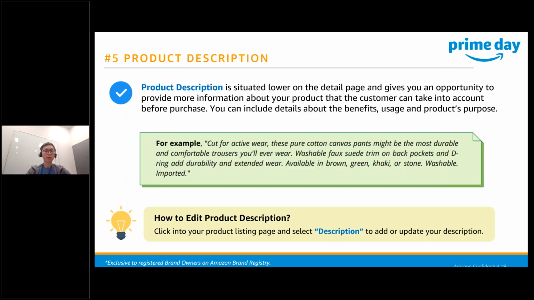So number 5 is about product description. The product description is situated lower on the detail page. It actually gives you an opportunity to provide more information about your product that the customer can take into consideration before they purchase your product. You can include more details such as the benefits, the usage or the product purposes.